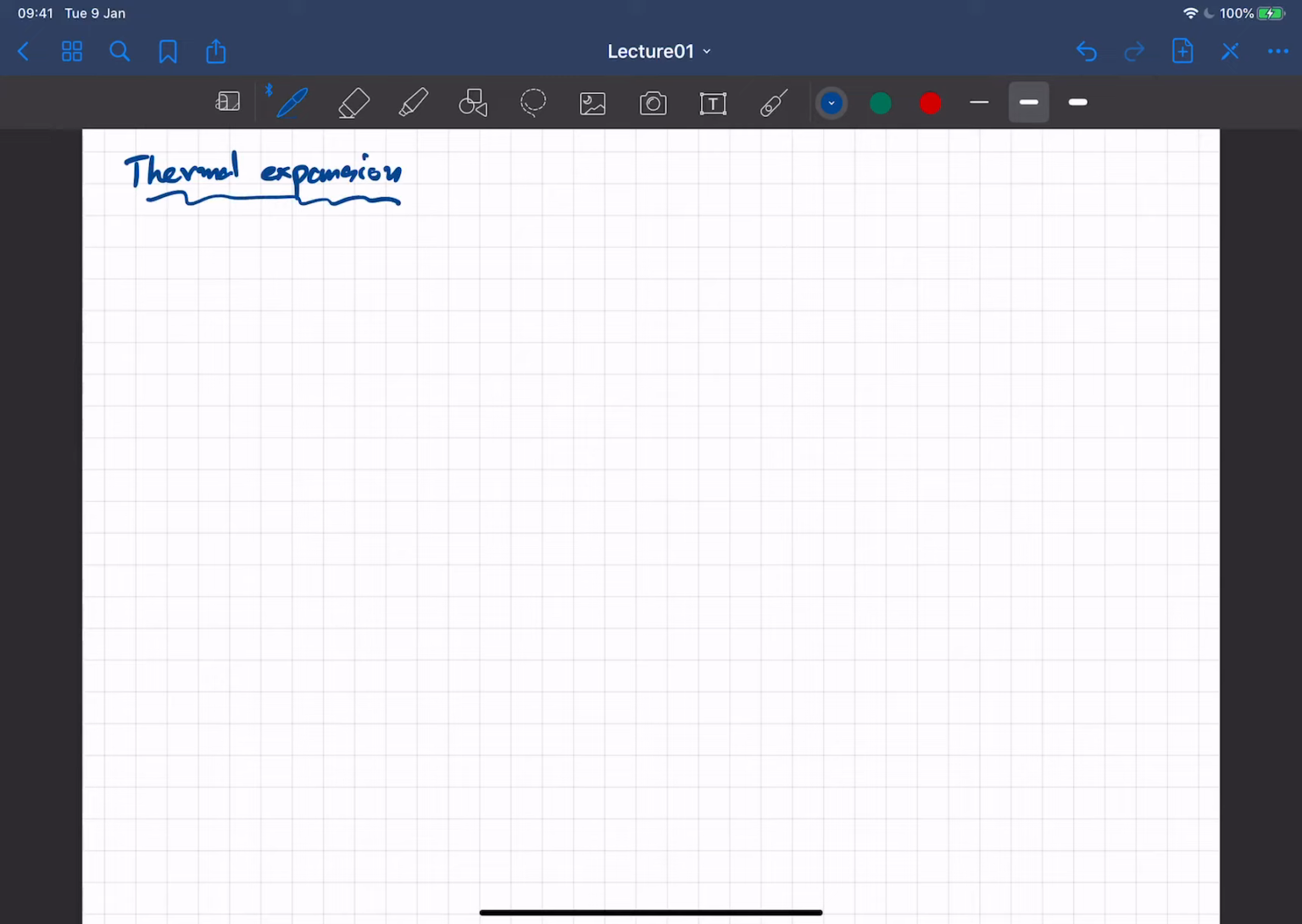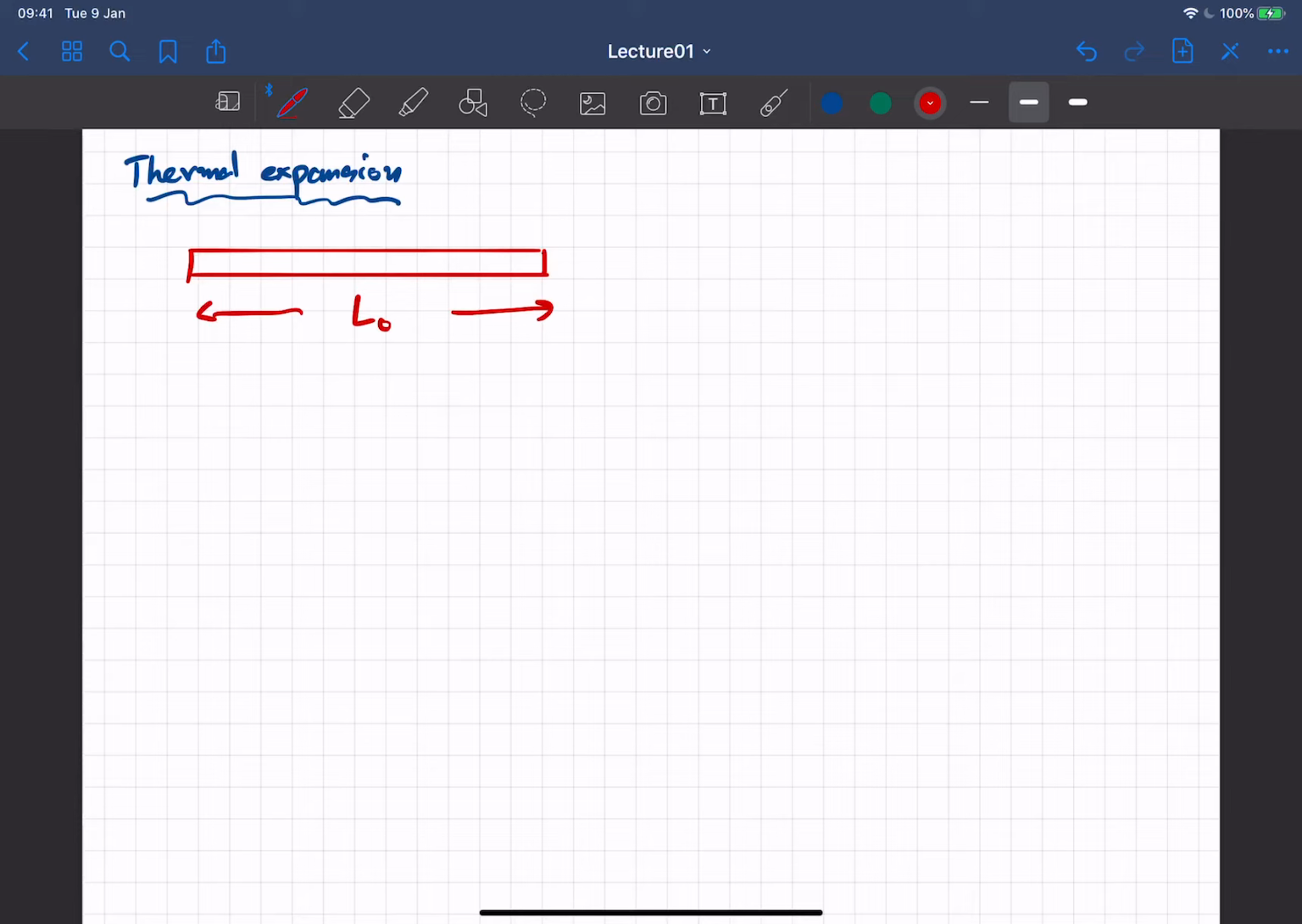So if you take a piece of wire made from metal, let's say it's a long wire. Why do we talk about the wire? So that we don't need to worry about the other dimensions, so we can talk about just the length of the material here. So L0 is the length at any temperature that you want, let's say room temperature, about 25 degrees Celsius.